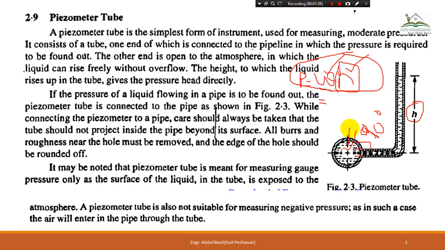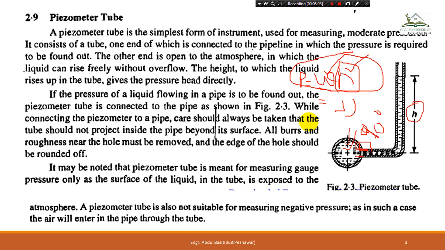And the third thing is this connection should be a smooth one, a fillet connection over here, not an angle connection, not this type of connection. This should be a smooth connection like this, so that the friction between these two pipes, or of the water entering this pipe, is minimized. So these are the three precautions that should be kept in mind, and that is how you can use a piezometer. I think this is quite simple, with no need for further explanation.